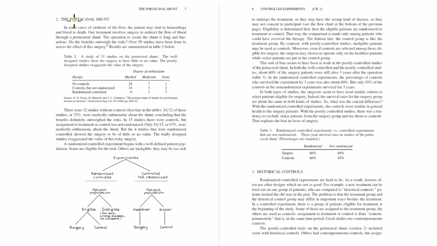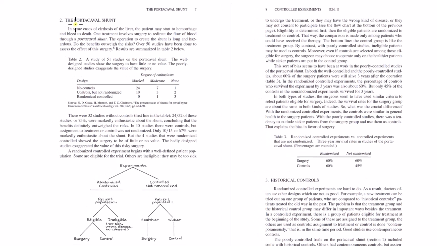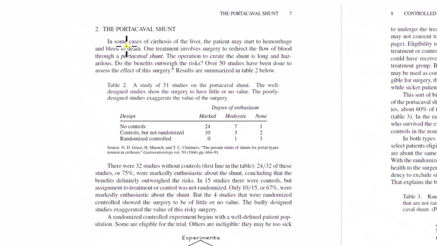Okay, section 2, we look at another case study, the portacaval shunt. In some cases of cirrhosis of the liver, I don't know if I'm pronouncing that right, the patient may start to hemorrhage and bleed to death. One treatment involves surgery to redirect the flow of blood through a portacaval shunt. The operation to create the shunt is long and hazardous. Do the benefits outweigh the risks?